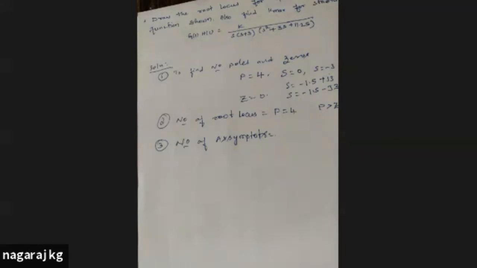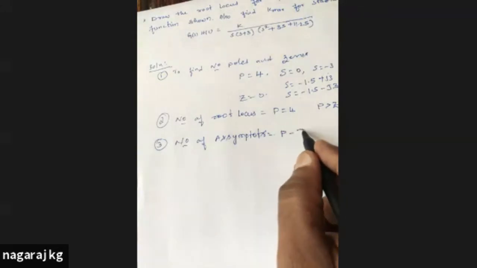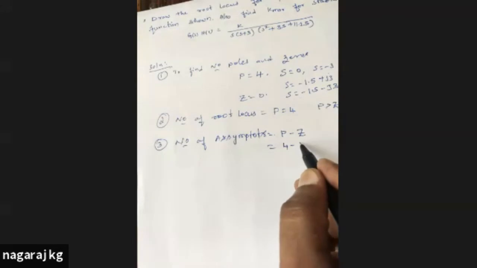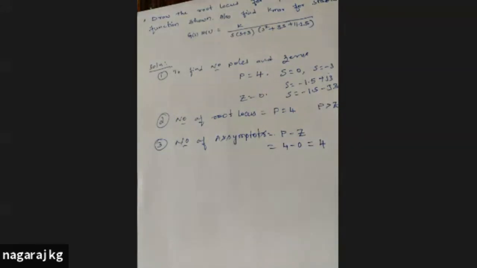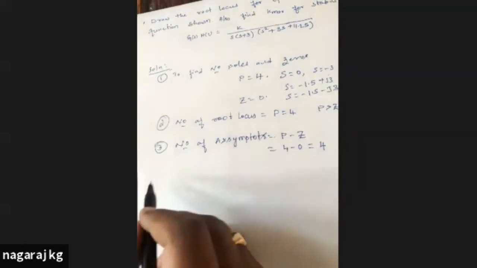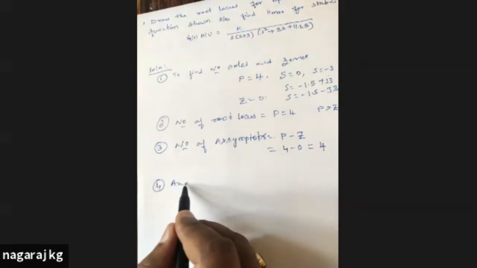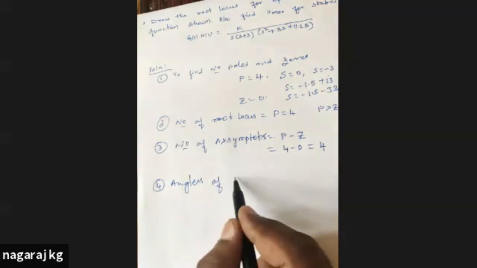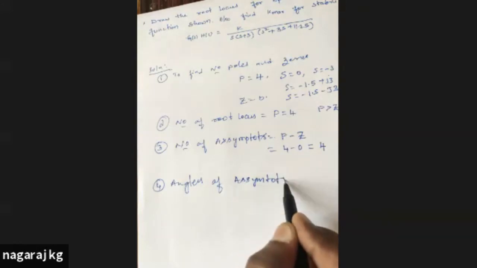Okay. So how do you get the number of asymptotes? The number of asymptotes is always given by P minus Z. Since P is equal to 4, Z is equal to 0, the number of asymptotes is 4. Okay. So we found the number of asymptotes. Next step is to find the angles of asymptotes.